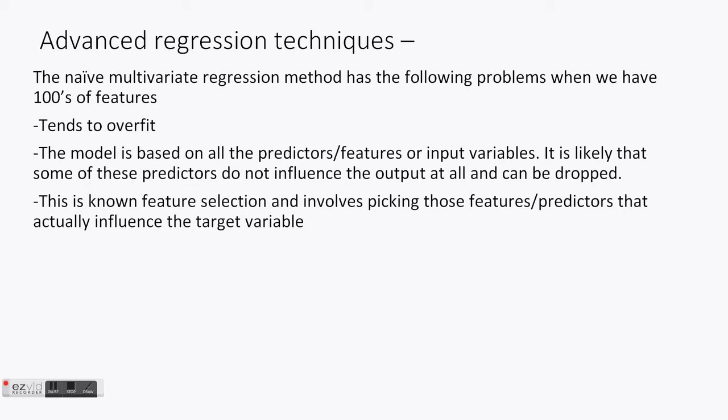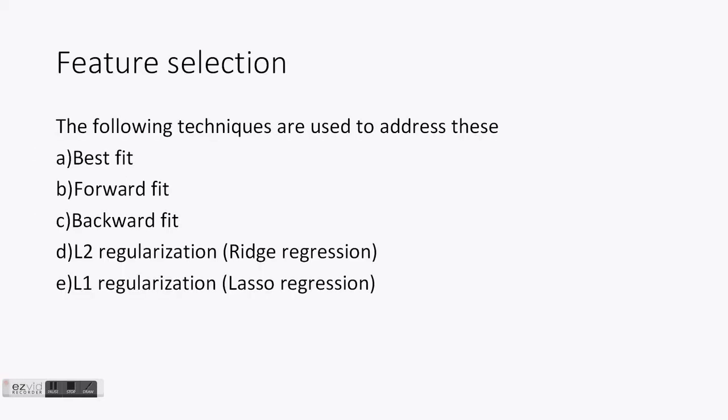But how do we select which of these features to remove? One approach, obviously, is to use the p-value. If the p-value is much greater than 0.05, we can say it is not going to influence the response and it is statistically insignificant. There are other methods, and the main ones are best fit, forward fit, backward fit, L2 regularization, which is known as ridge regression, and L1 regularization, which is also known as lasso regression.